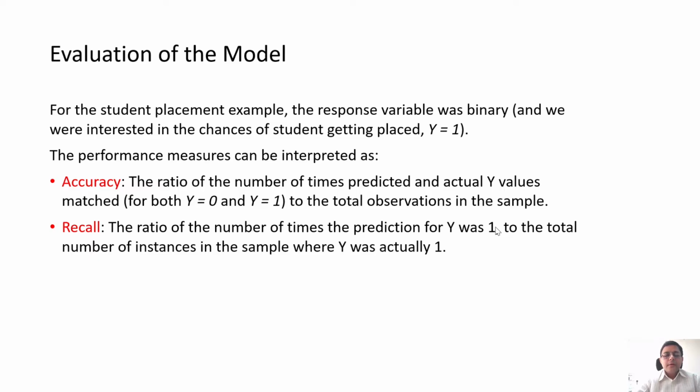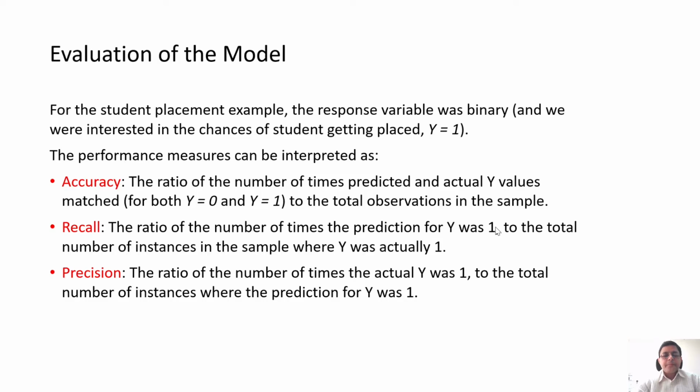Precision. If you want to take a minute to digest this, let us read it one more time. Recall is the ratio of number of times the prediction for y was 1 to the total number of instances where y was actually 1. Precision on the other hand is exactly opposite. It is the ratio of number of times y was actually 1 to the total number of instances where y was predicted to be 1. Right, exactly opposite.